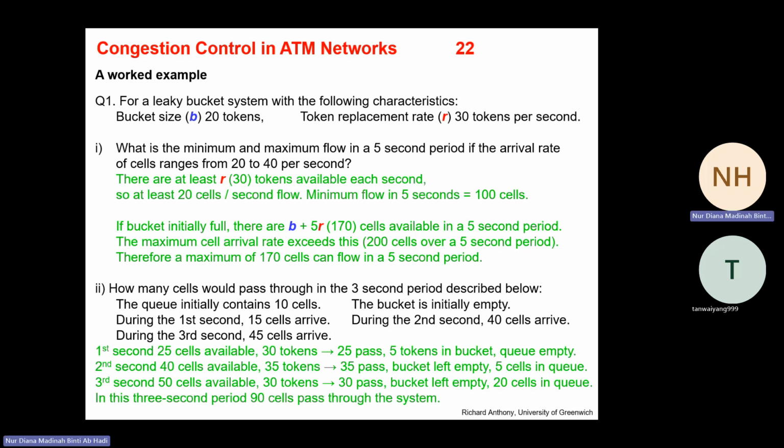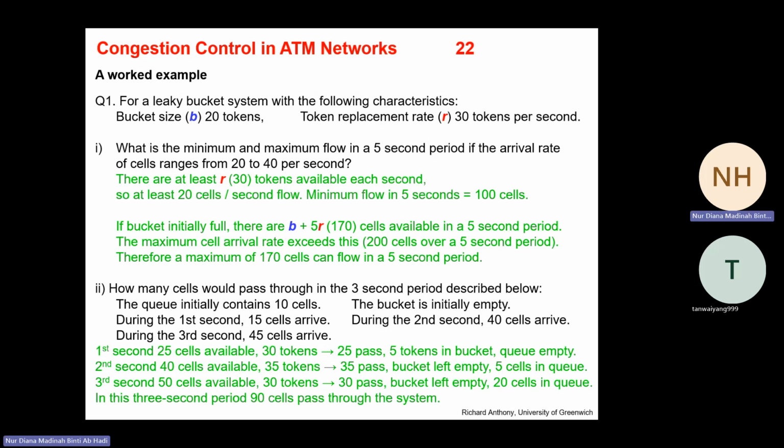Where does the R token come from? It is from your token replacement rate. That one is 30 tokens per second. So you need to have at least 20 cells per second. That one is for your bucket size. So what is the minimum flow in 5 seconds?